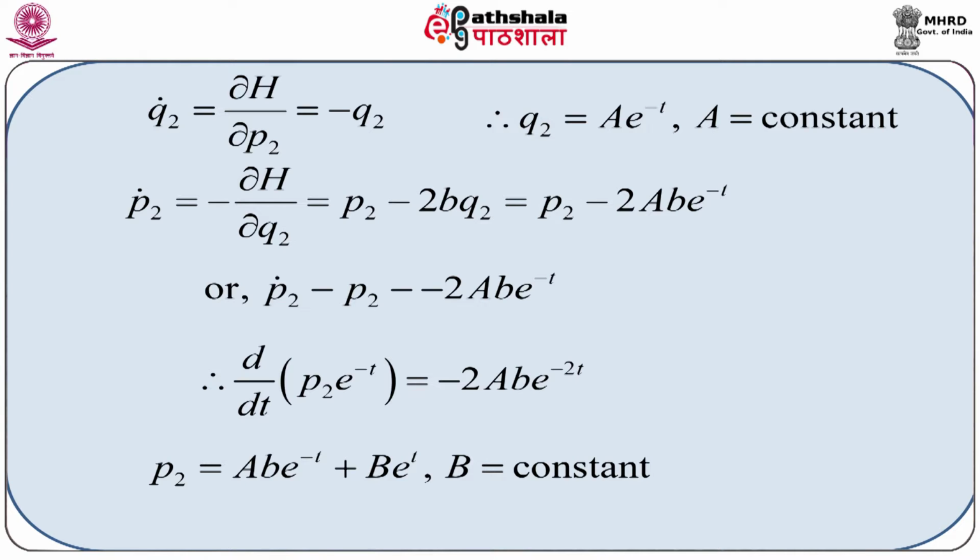Hamilton's equations also give P2 dot equal to minus ∂H/∂Q2 equal to P2 minus 2B into Q2, equal to P2 minus 2AB e to the power minus t. We have used the result for Q2 already obtained. Therefore, P2 dot minus P2 equal to minus 2AB e to the power minus t.